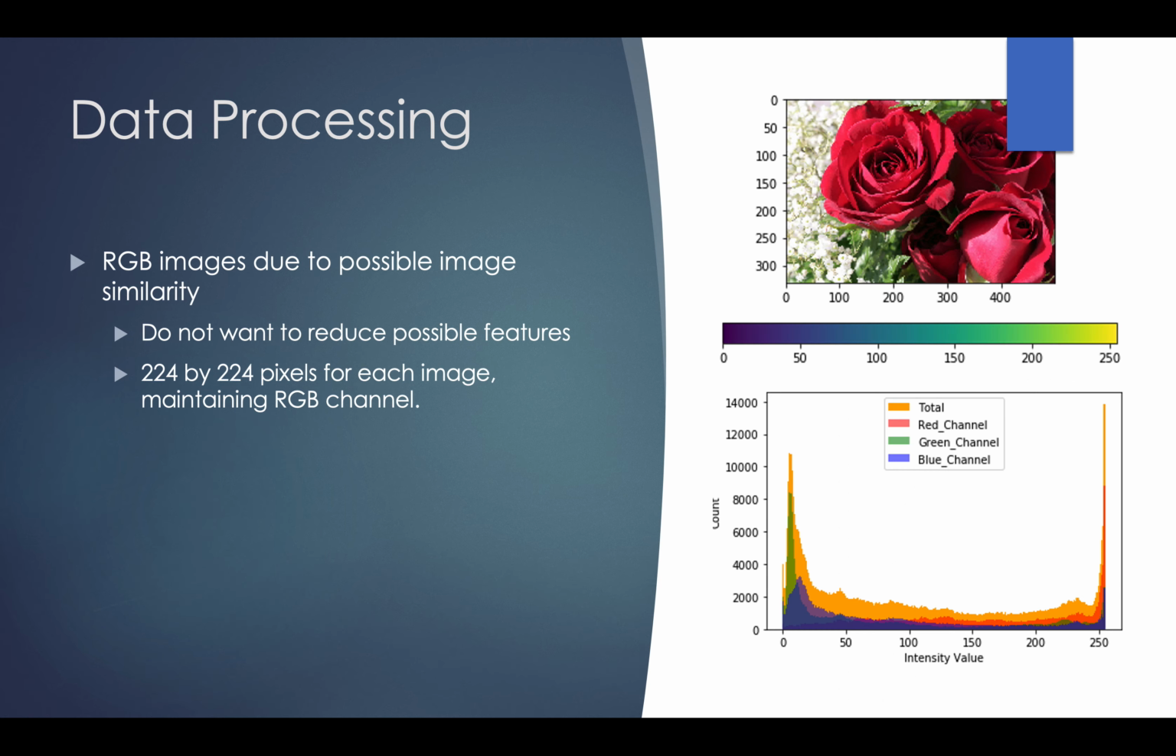So for data processing, we decided to keep the images in color. We didn't want to risk removing a feature that the model might end up finding useful. So we decided to keep color. And for our transfer learning models, we kept the images at 224 by 224 pixels. And on the bottom right, we can see a histogram of the rose image above, which kind of just shows the different colors of each channel and the distribution of those colors.